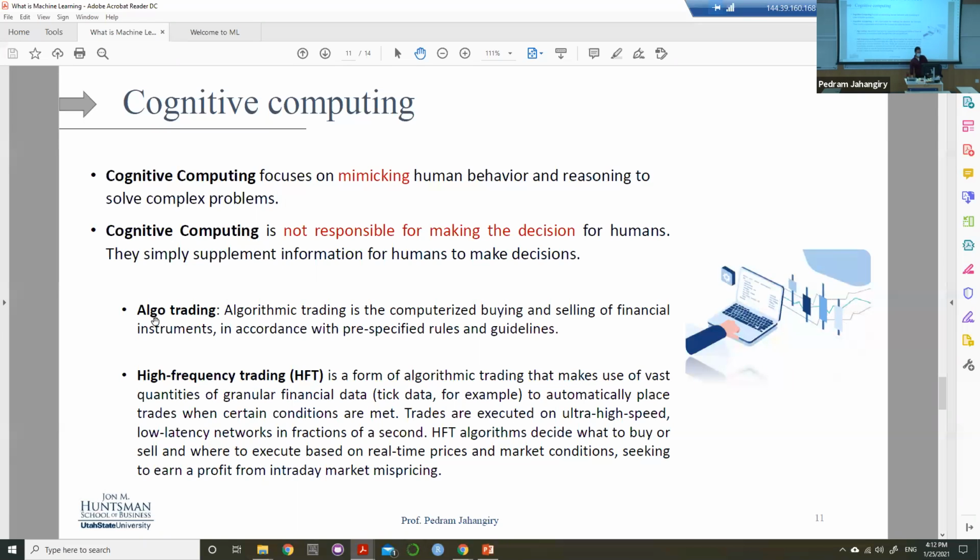And so another example of cognitive computing is high frequency trading. Just feel free to read through this paragraph. Basically, high frequency trading is not making decisions. It's just looking at whether some criteria is met, then you do something. We call it high frequency because the trades are based on milliseconds and even nanoseconds, right? They usually look for mispricings in the market.